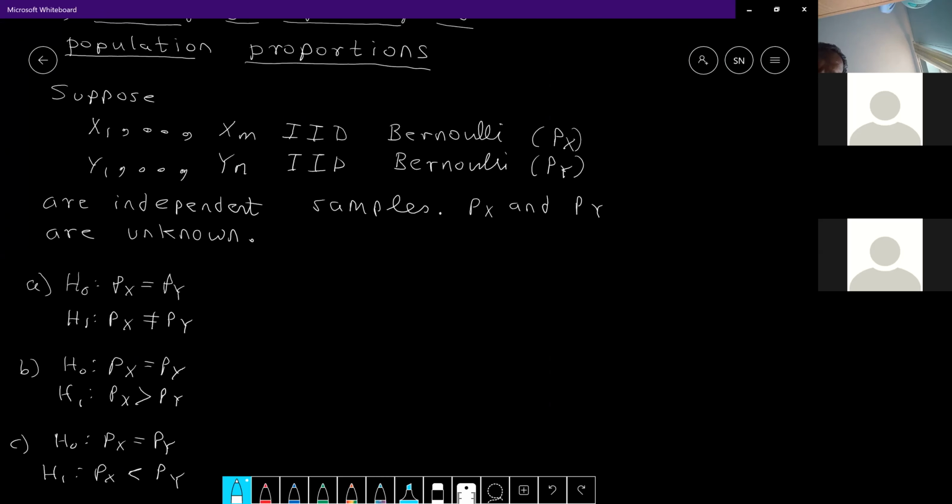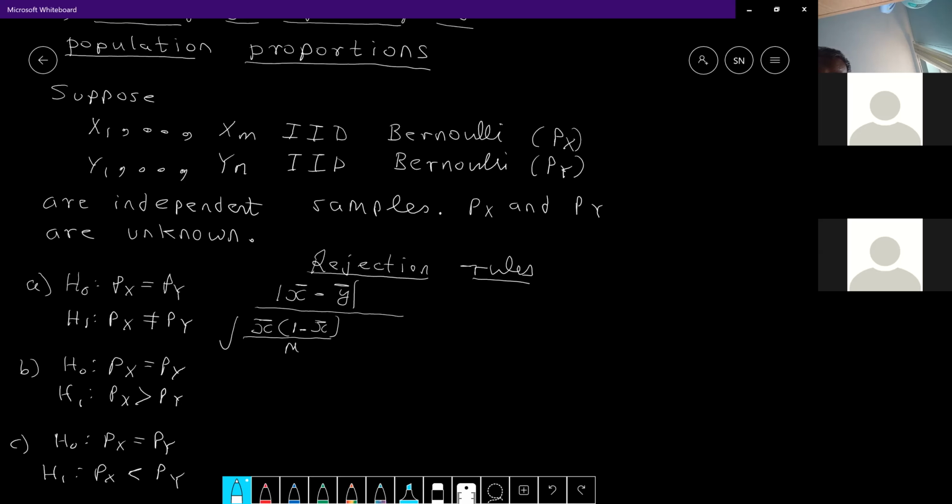Okay, now let me write down the rejection rules for each. The rejection rule for the first one: the absolute value of x bar minus y bar divided by... So remember, x bar is the sample proportion for the first sample, and y bar is the sample proportion for the second sample.